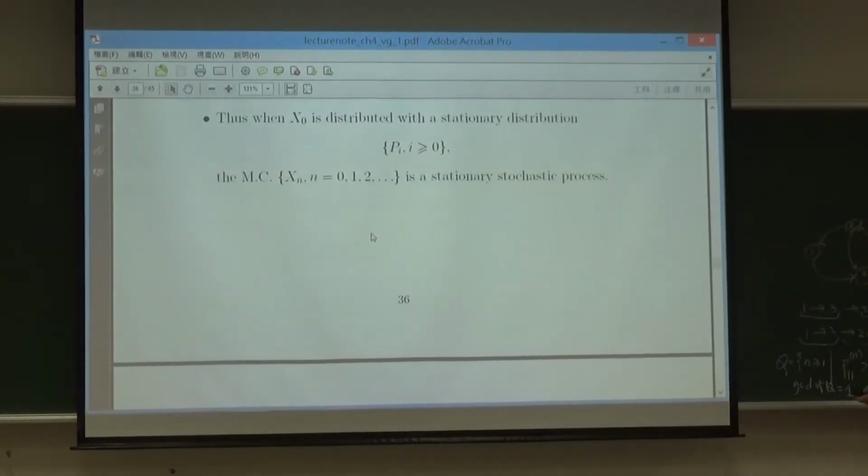So when x0 is distributed with the stationary distribution, the Markov chain becomes a stationary stochastic process. As we defined before, a stationary stochastic process means that the joint distribution of the process is independent of the time shift. So that is called a stationary stochastic process. Any questions?